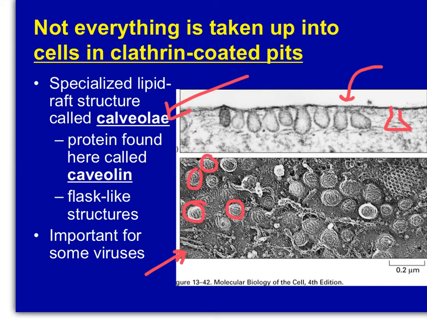As we showed you before, this right here is a clathrin-coated pit, but these other structures are very different. You can see that in the clathrin-coated pit you have that lattice structure made by the triskelion of clathrin itself, whereas in these lipid structures there's a protein called caveolin. So all caveoli have caveolin, and what's important about these particular structures is that some viruses actually enter into cells using caveoli. So that's another mechanism of getting into cells.